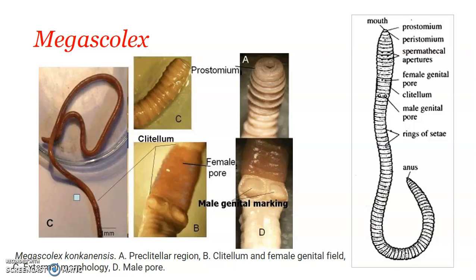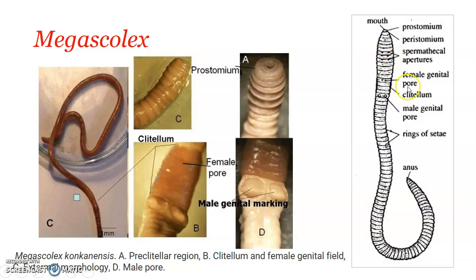Then we have the spermathecal openings on the ventral surface, one pair in each intersegmental groove between the 6th and 7th, 7th and 8th, and 8th and 9th segments. That is just ahead of the 10th segment. In these three intersegmental grooves, you can find the spermathecal openings on the ventral surface.